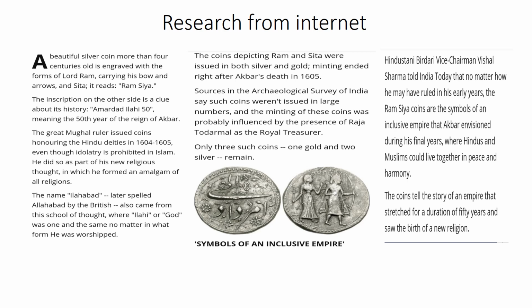Okay. The Great Mughal ruler issued coins honoring the Hindu deities in 1604 and 1605, even though idolatry is prohibited in Islam. So इस्लाम में जो स्टैच्यूज होते हैं उसको मानना इज़ प्रोहिबिटेड, मतलब मना है. Means we don't do rituals with idols, right. स्टैच्यूज को हम नहीं मानते हैं एज़ आवर गॉड. सो वो नहीं होने के बाद भी अकबर के कॉइन्स वेयर मेड ऑफ हिंदू गॉड राम एंड सीता.